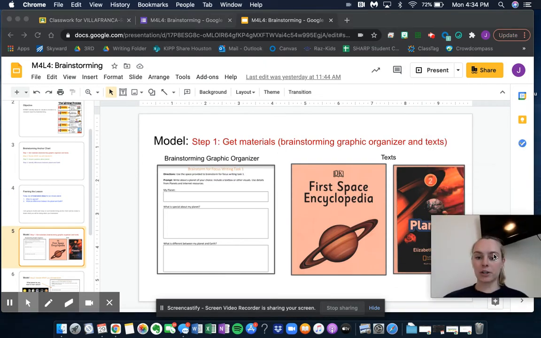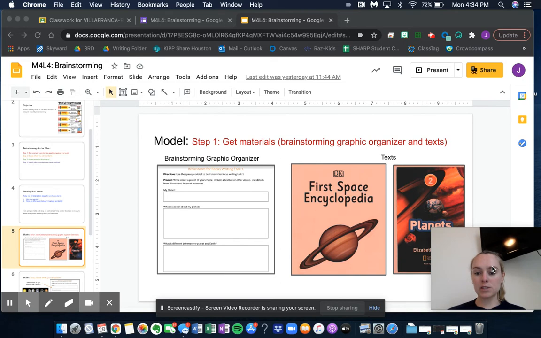It's to gather your materials. So you need your brainstorming graphic organizer, and you need your 2 texts. This is what the graphic organizer will look like. You will decide your planet, what is special about your planet, and then what the differences are between your planet and Earth. And then you need to gather your texts, the first space encyclopedia and planets.